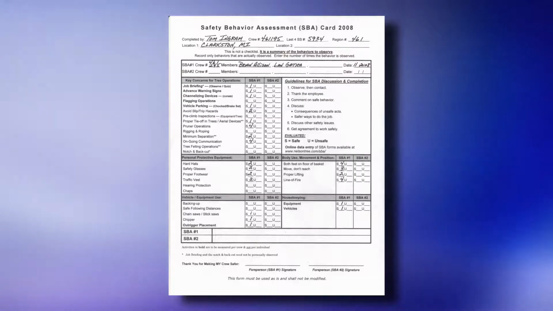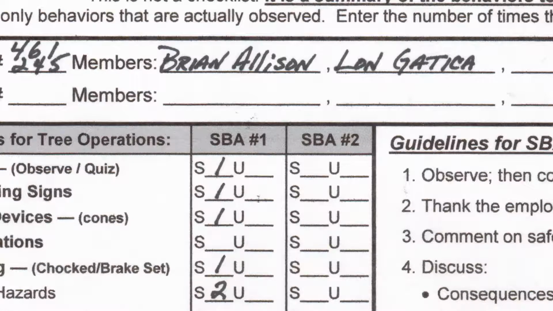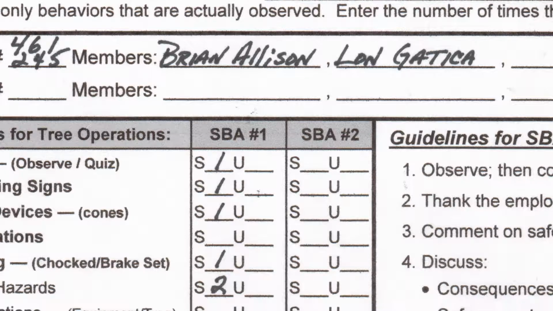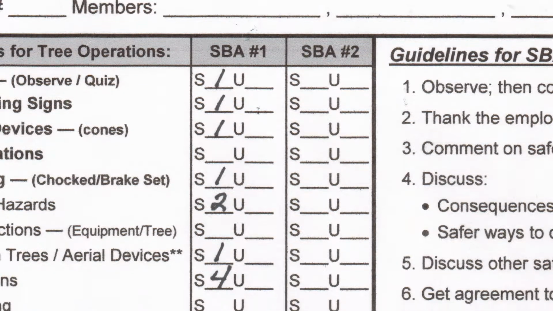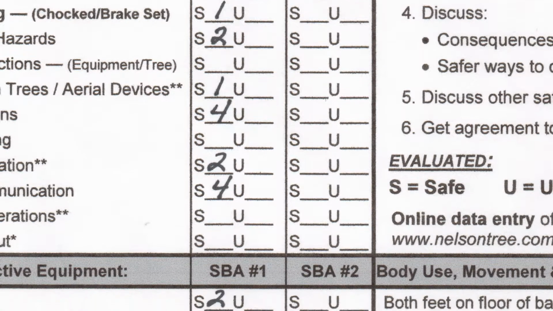As previously mentioned, the SBA form is designed for recording 2 separate crew visits. Crew number 1 will have their data recorded under the column titled SBA number 1, and crew number 2 in the column under SBA number 2. Generally, the numbers of times safe and unsafe behaviors are actually observed are documented.